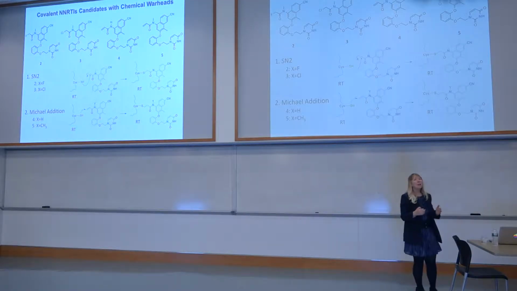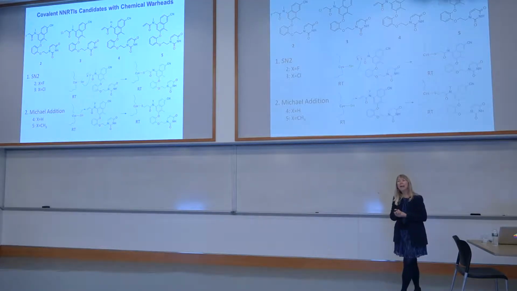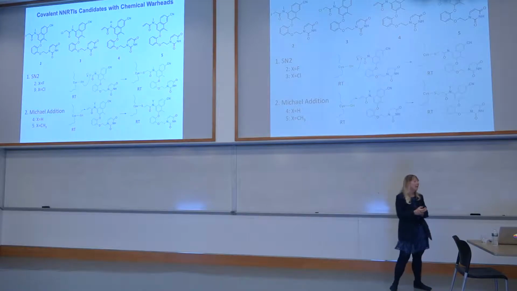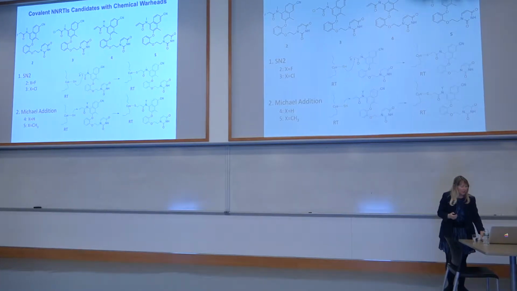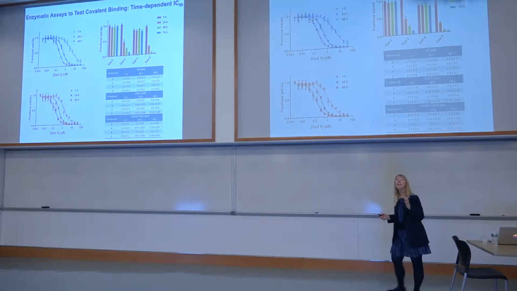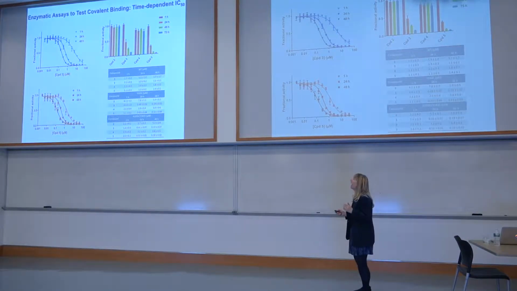And so one of the first things that one does in looking for covalent inhibitors is one asks the question of whether or not they're time dependent. And so that was one of the first tests that when we made these compounds that we wanted to ask, do we see time dependent inhibition, and is that time dependent inhibition in the presence of the drug resistant mutant?